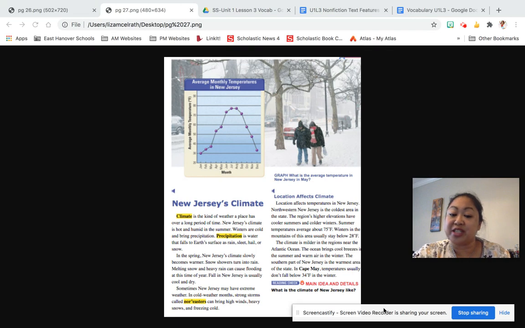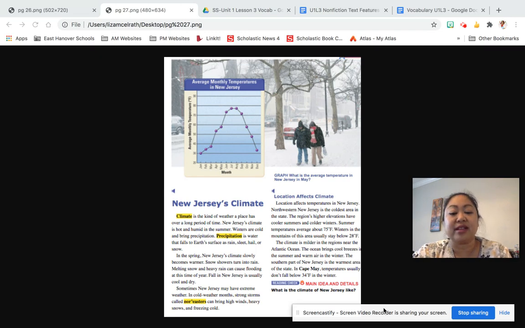In the spring, New Jersey's climate slowly becomes warmer. Snow showers turn into rain, and melting snow and heavy rain can cause flooding at this time of the year. Fall in New Jersey is usually cool and dry, which is Miss San Luis's favorite season in New Jersey because her birthday's in that season. Sometimes New Jersey may have extreme weather. In cold weather months, strong storms called nor'easters can bring high winds, heavy snows, and freezing cold. We've lived through a couple of those, right?